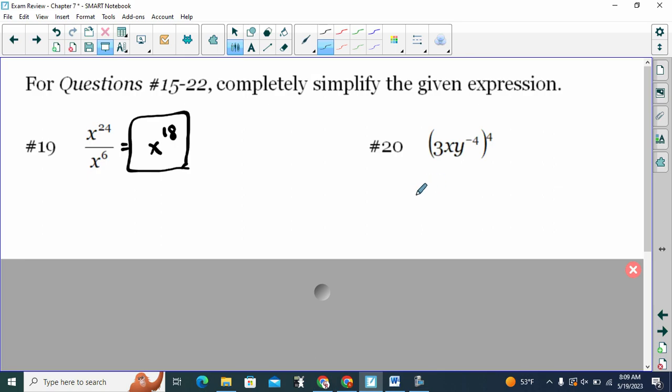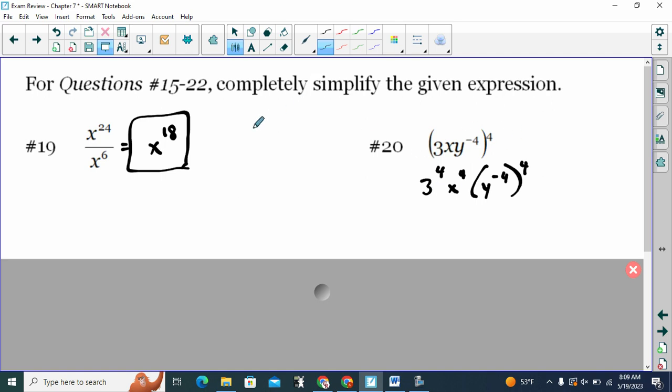Number 20, I have 3 times x times y to the negative 4th, all to the 4th. As long as I'm only multiplying or dividing in here, I can distribute this exponent. So we are going to raise each factor to the 4th power. I have 3 to the 4th power, x to the 4th power, and y to the negative 4th to the 4th power.